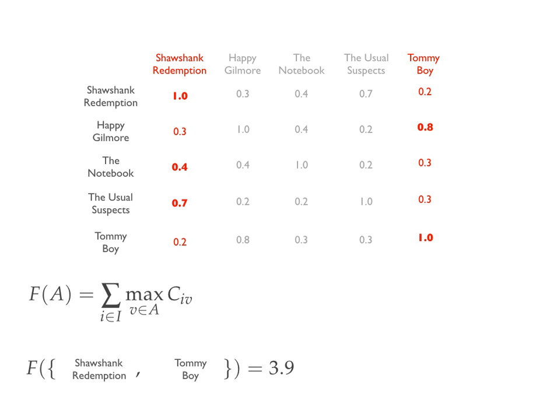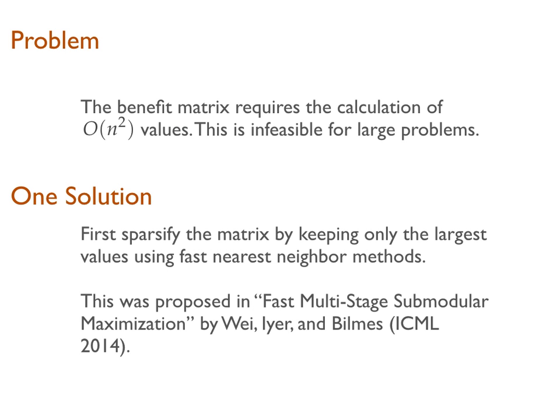Our goal is, for a given k, to find the k movies that best cover the others. One issue is that many optimization algorithms require calculating all n-squared values in this benefit matrix. Because of this, it was proposed to first sparsify this matrix using nearest neighbor methods. Nearest neighbor methods, such as locality-sensitive hashing, are efficient and available for a large class of benefits.